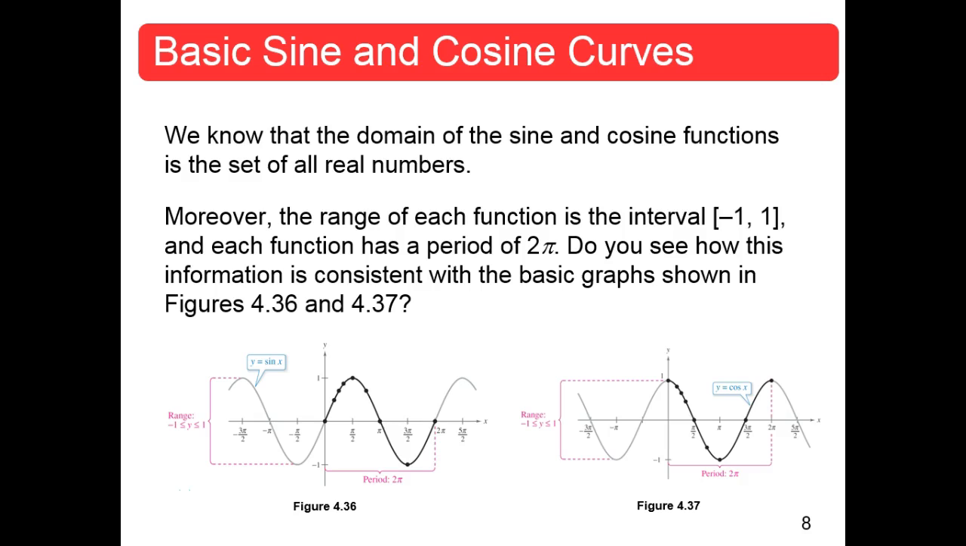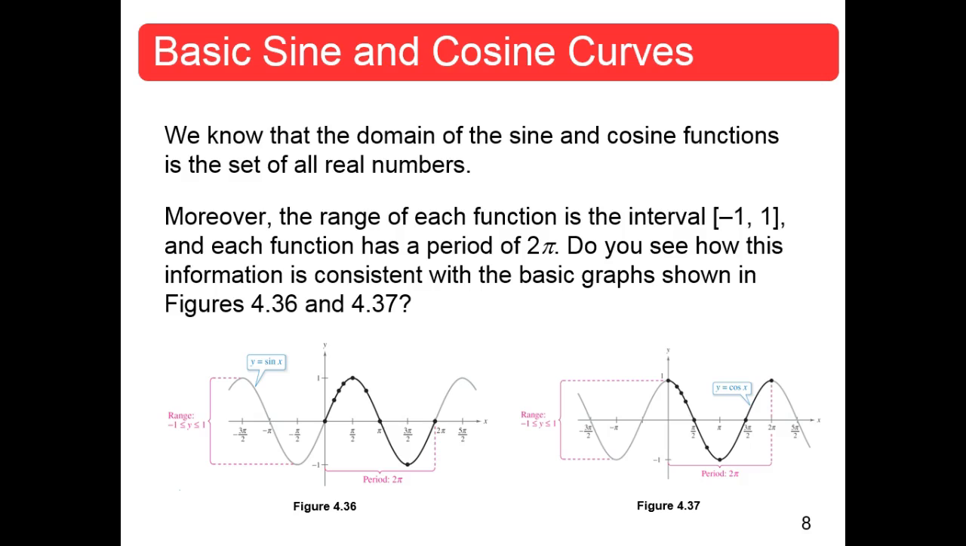We know that the domain of the sine and cosine function is the set of all real numbers, negative infinity to positive infinity. Moreover, the range of these is always the interval, I say always, we'll get to exceptions for this later, -1 to 1. For y equals sine x and y equals cosine x, they're always good from -1 to 1. Brackets here mean it includes -1 and includes +1. These endpoints are included. Okay?